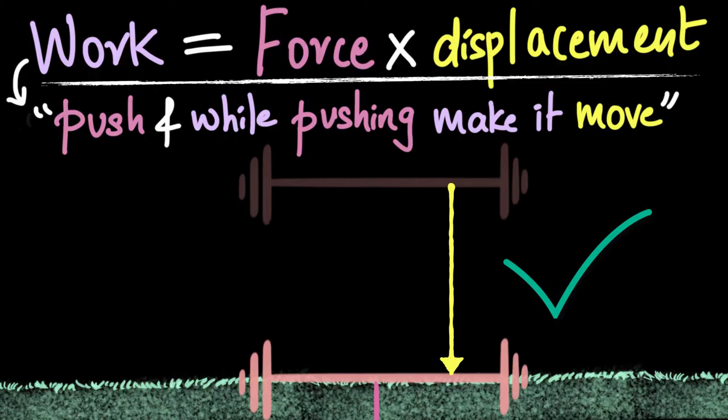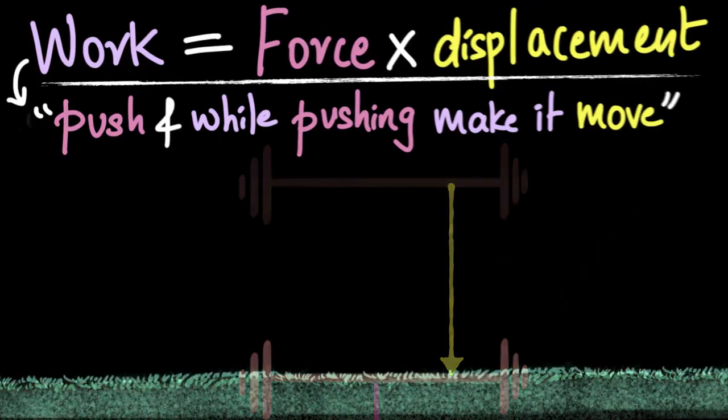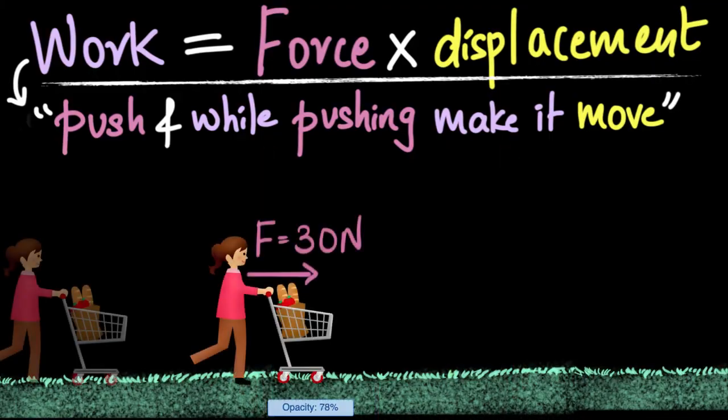Okay, now that we know when work is being done in physics, let's go ahead and calculate work for a particular example. So let's say this lady pushes the grocery cart with a force of 30 newtons and displaces it by 2 meters. S is the letter that we use for displacement. What is the work that she does on that grocery cart? Can you try and answer this question?